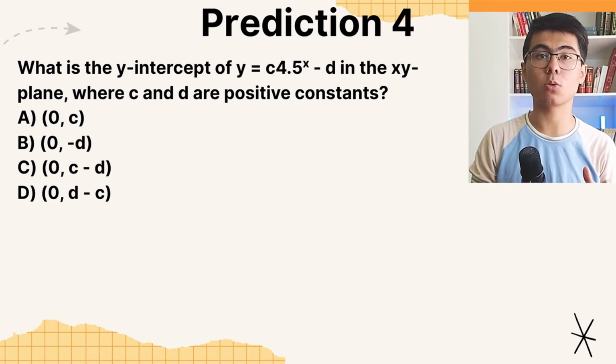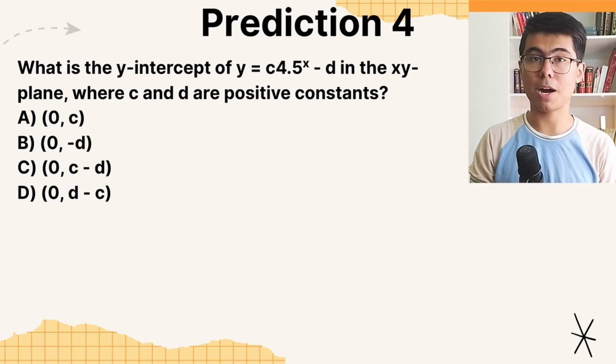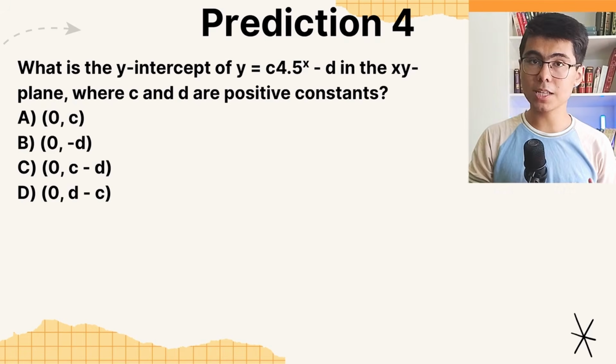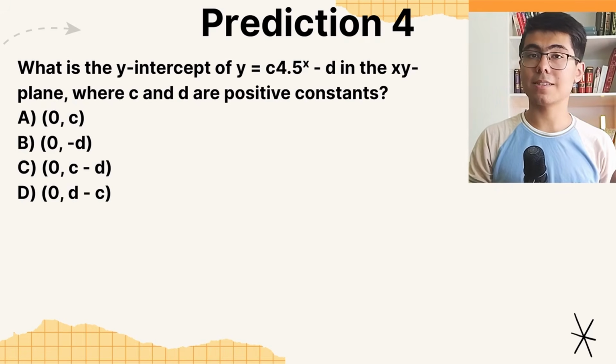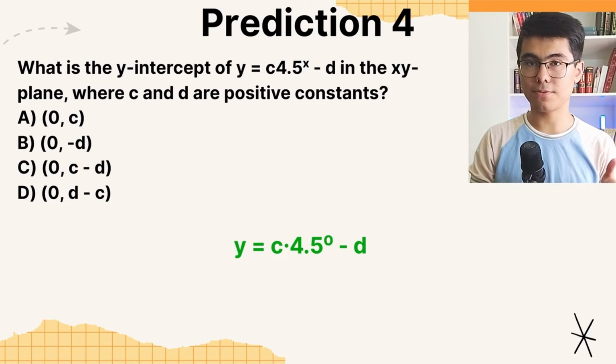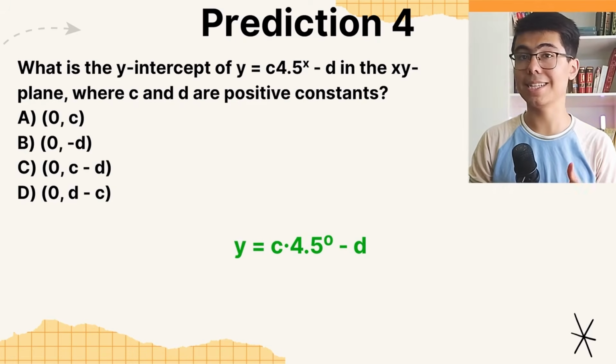So the function y equals c multiplied by 4.5 to the power of x minus d, and it's defined in the xy plane where c and d are positive constants. The question asks for the y-intercept, which means the value of y when x equals 0. Let's plug in x equals 0. So we get y equals c multiplied by 4.5 to the power of 0 minus d.